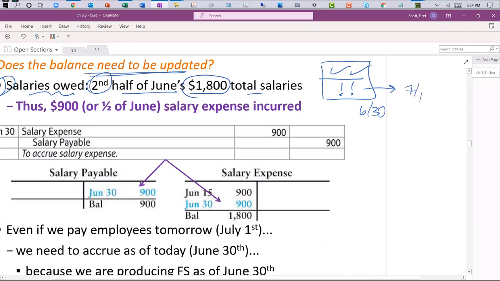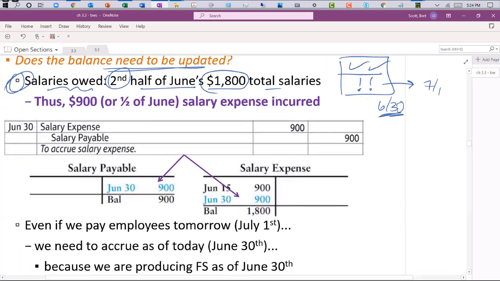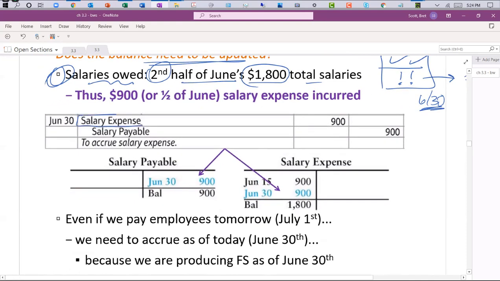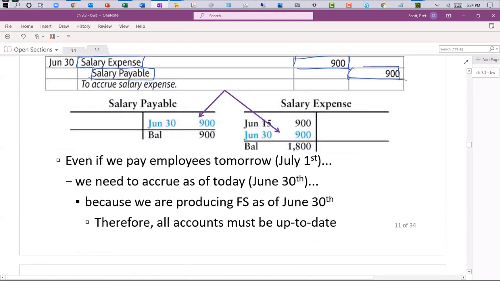The problem with that is we need to produce financial statements as of 6/30. So even though I haven't paid them yet, but I will pay them tomorrow, I need to accrue for that expense right now, because that represents the 2 weeks of work that my employees have done that I have not yet recorded as an expense. So I will record the other half, the $900, as an expense. And given that I haven't paid anything out in cash, I'm going to credit the salary payable account.